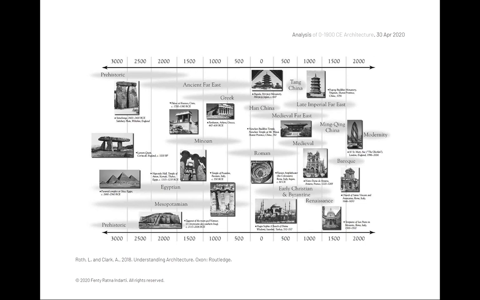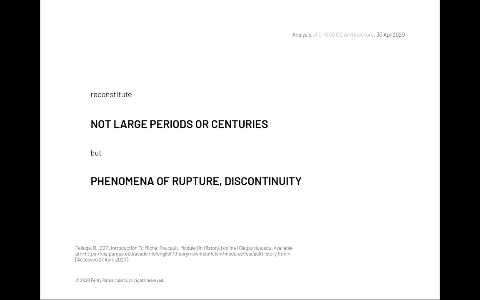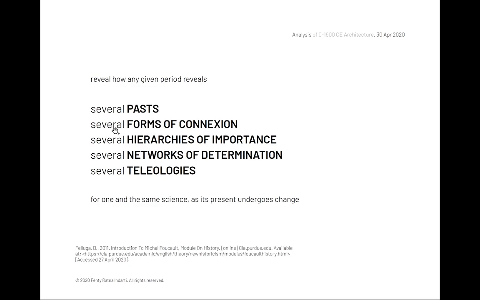Meanwhile, we are talking about architectural type, architectural language, so it is best for us to analyze it in segments. And then from that, we continue. You can also reveal several forms of connection, several hierarchies of importance, several networks of determination, and several teleologies. So there, for one and the same science, as its presence undergoes change. That's why we try to make you understand each part of it first, and then you try to build up your own understanding about the history of architecture.